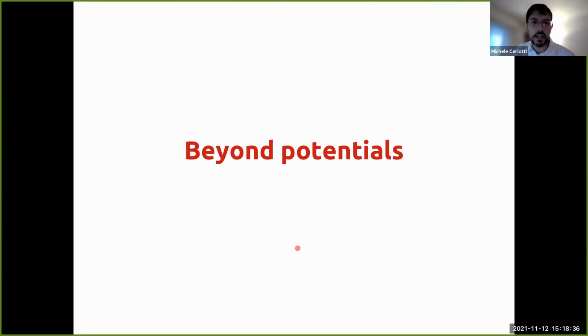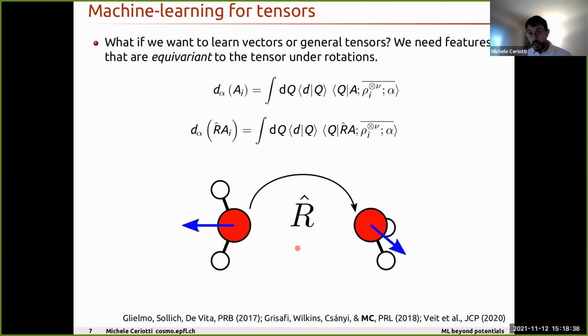Now, with this introduction of the mathematical framework that we use, let's move to discuss how you can learn properties beyond potentials. One common feature of properties beyond potentials is the fact that often they have an algebraic structure that is more sophisticated than just a scalar. And for example, you might want to learn response properties that behave like vectors, for instance, dipole moments.